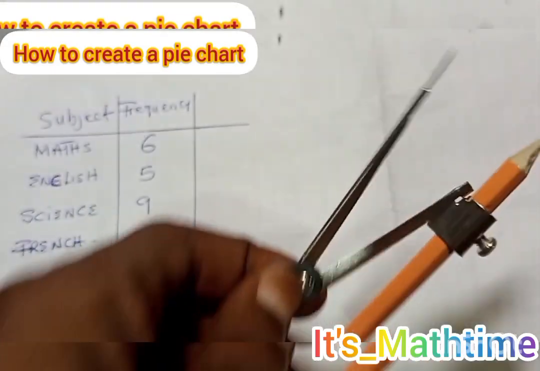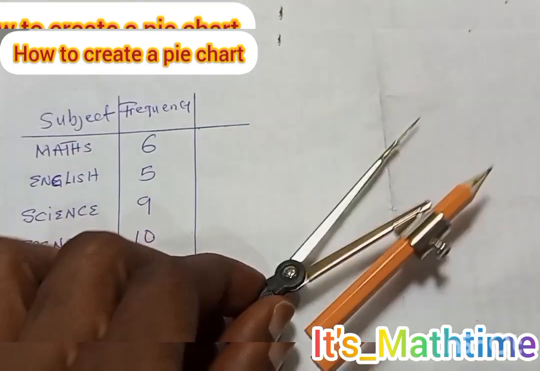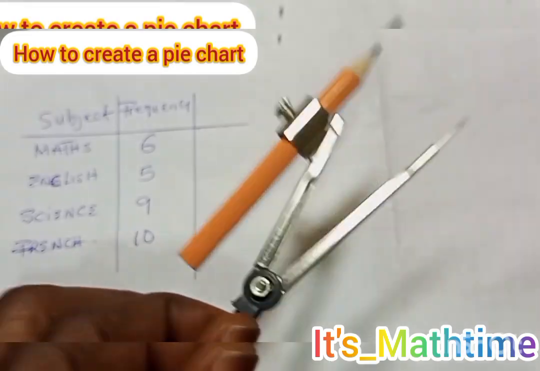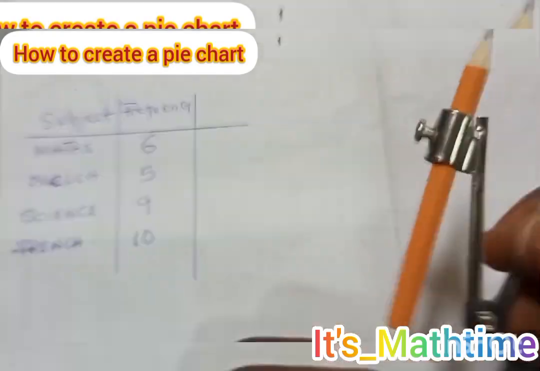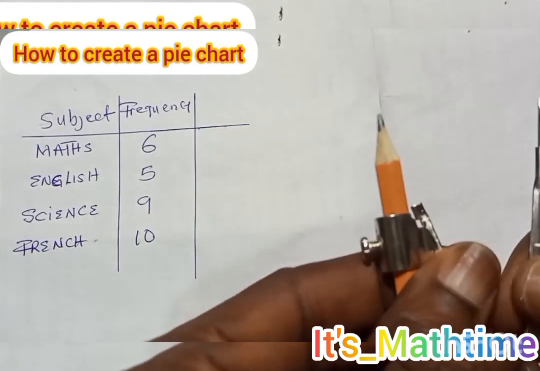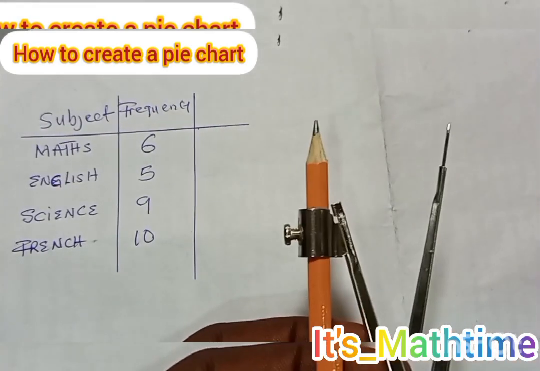Then we'll be needing this. This is a pair of compass. This will enable us to get a very accurate circle, with this point being the center of the circle. Now, as you open this pair of compass, it gives you the radius of the circle you will be requiring. Is that okay?